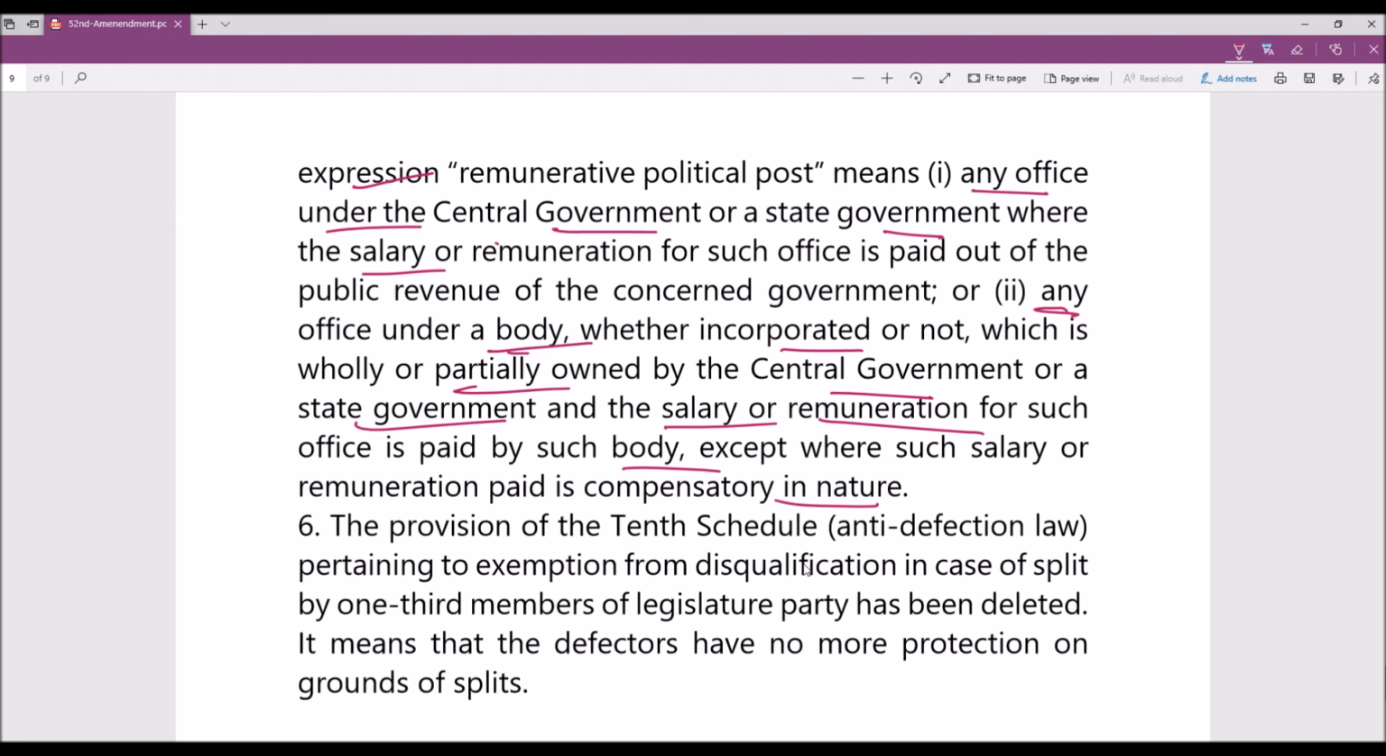This provision of the 10th Schedule, the anti-defection law, pertained to exemption from disqualification in case of a split of one-third members. In the 91st Amendment 2003 we removed the split option. If one-third of members say we will not remain members of party A, that means they have already defected, so they are already disqualified. This split option was there previously and it was deleted in the 91st Amendment. It means that defectors have no more protection on the grounds of split. If any member is splitting, they will not remain protected or remain a member of the house.